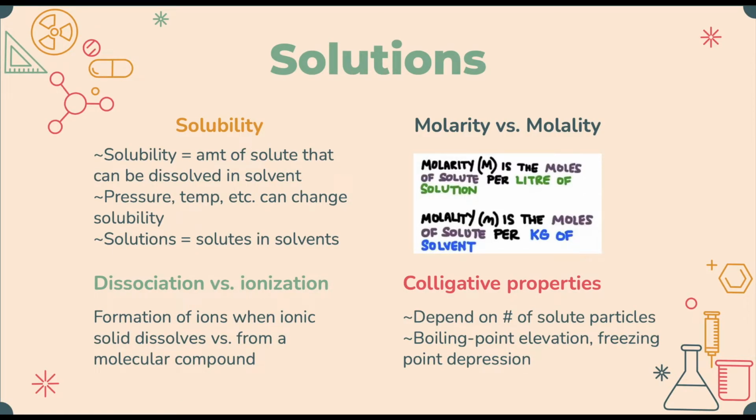Solubility is a measure of how much solute can dissolve in a solvent, where changes in pressure and temperature can increase or decrease solubility depending on whether the solute is solid, liquid, or gas. Molarity is the ratio of moles of solute to the liters of solution, where molality is the ratio of moles of solute to kilograms of solvent. Formation of ions when an ionic solid dissolves is called dissociation, and formation of ions from a molecular compound is called ionization. Colligative properties like boiling point elevation, or increase in boiling point, and freezing point depression, or decrease in freezing point, depend on the total number of solute particles present.